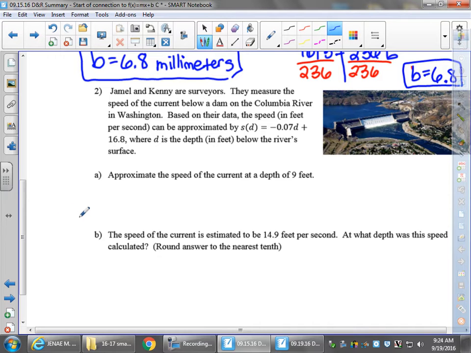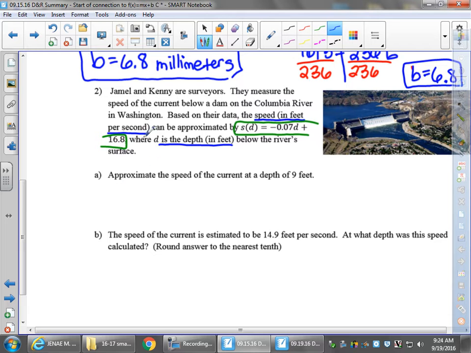So Jamel and Kenny are surveyors. They measure the speed of the current below a dam on the Columbia River in Washington. Based on their data, the speed in feet per second, so here it's defining a variable, we're going to underline speed in feet per second, can be approximated by this model. What do we do with models? Put them in a box. Where D is the depth in feet.